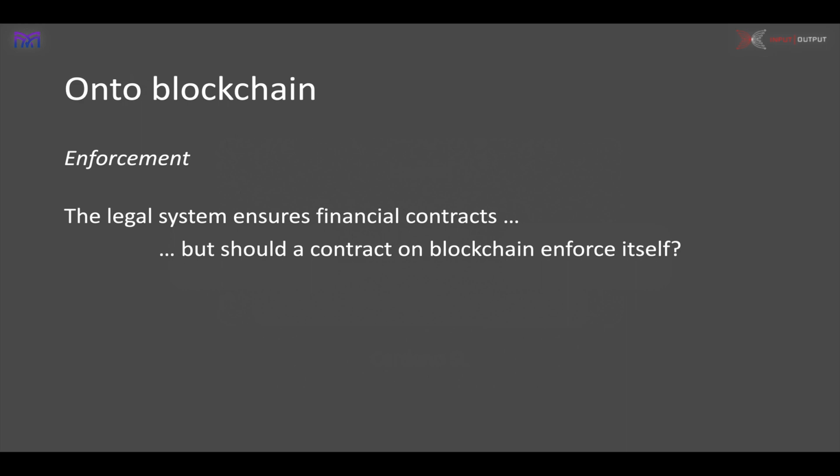Now, what happens when we move things onto blockchain? Well, we have to think differently about how contracts are enforced. A non-blockchain contract, in the end, is going to be enforced by a legal system. The contract is not self-enforcing, but the world of blockchain, the world of distributed ledgers, is one where there may not be any authority to ensure that the contract is enforced.